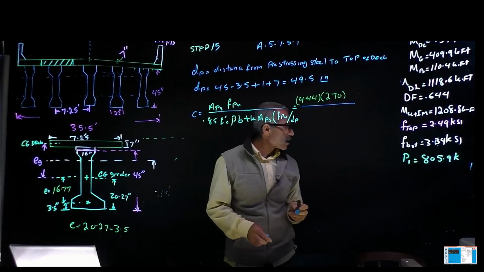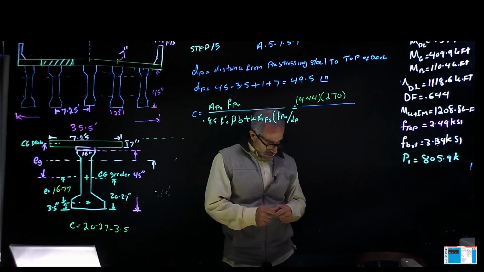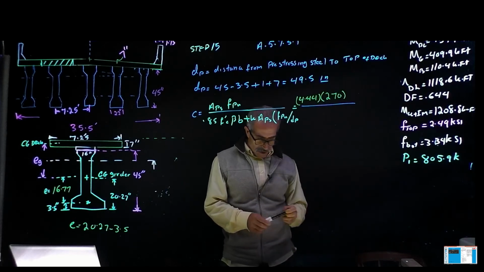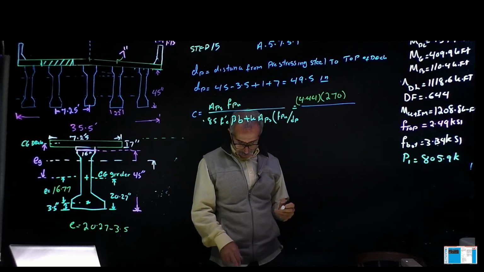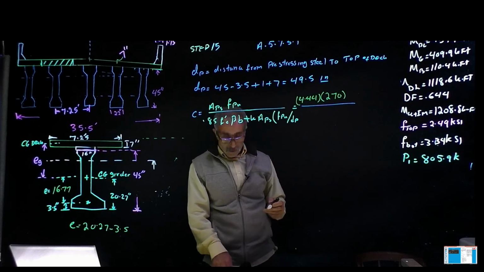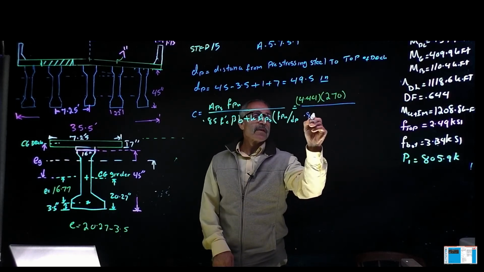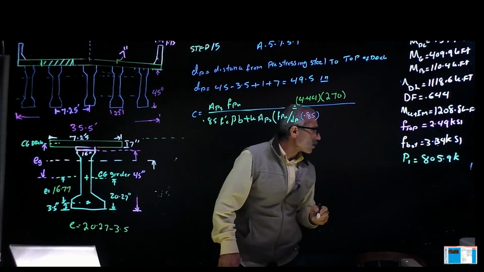See, this marker doesn't work. That might work. I'm having a marker issue. So divide that by 0.85. Can we see it? Oh yeah.